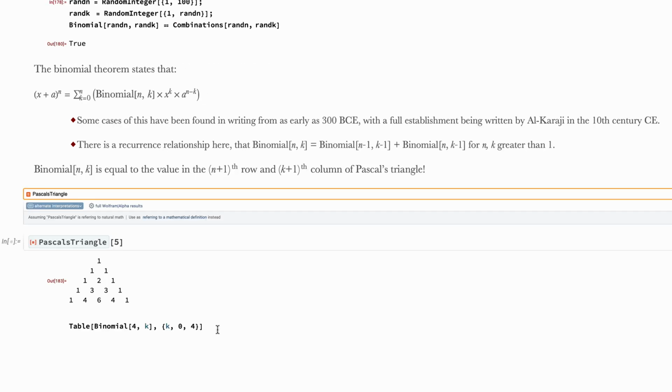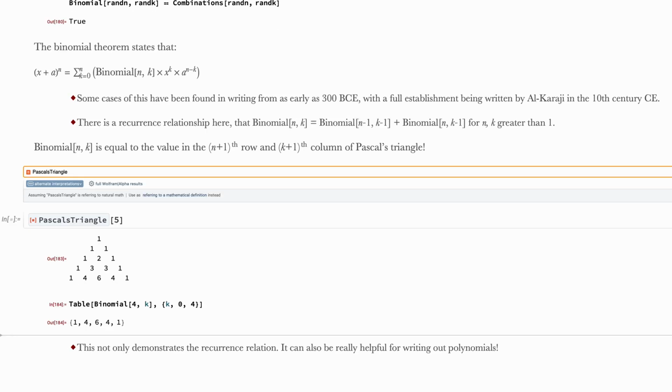To demonstrate this, we can ask Wolfram Alpha to write out the first 5 rows of Pascal's triangle, and then write a table of the binomial coefficient of 4, k for k equals 0 to k equals 4. Evaluating this gives us 1, 4, 6, 4, 1, which are the same values as the 5th row of Pascal's triangle. Along with that, we can look at Pascal's triangle and see that 1 plus 3 is equal to 4, 1 plus 2 is equal to 3, and 3 plus 3 is equal to 6, demonstrating our recurrence relation.